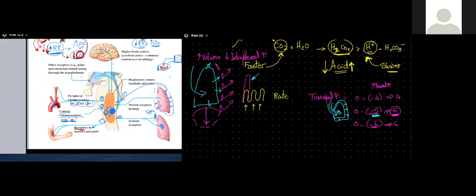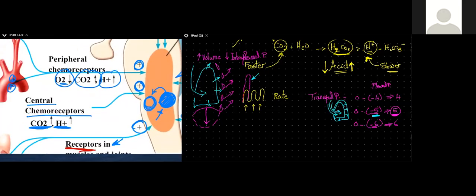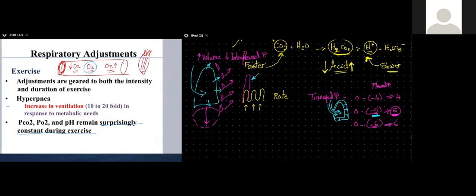You don't wait until you have a drop in the oxygen levels to activate your respiratory centers. Once you contract a muscle, the muscle contraction itself is going to be increasing the respiratory rate. The ventilation can go 10, 20-fold in response to the metabolic needs. You don't have to drop the oxygen levels or increase the carbon dioxide levels when you exercise in order to increase the respiratory rate. Respiratory rate will be increased once you contract your muscles.